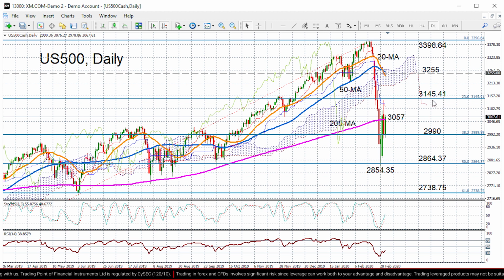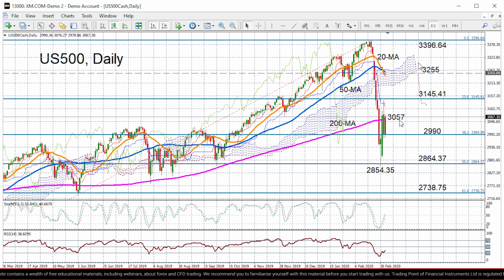Yesterday we did see prices briefly spike towards the 23.6% Fibonacci at 3,145. So basically the index does need to break above that level in order to gain further upside momentum and enter the Ichimoku cloud, which would help ease the downside pressure, and it would also take it closer to the 50 and 20-day moving averages around the 3,255 area. Clearing those hurdles could see the US500 index make another attempt towards its all-time high just below the 3,400 level, and that would restore the bullish picture in the medium to long term.